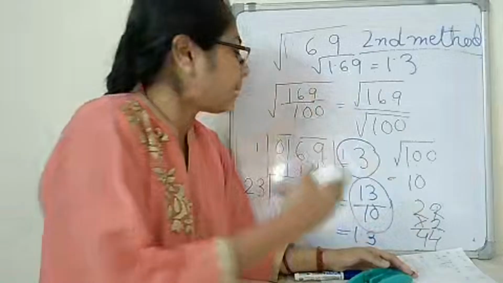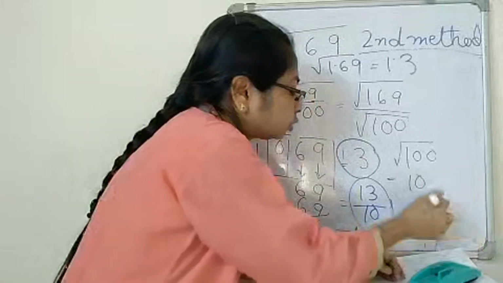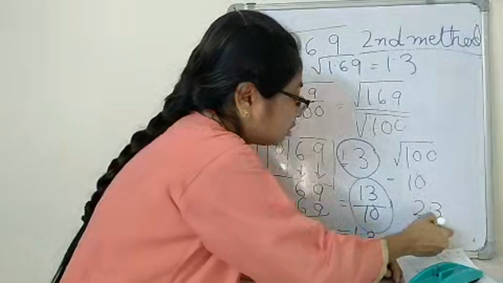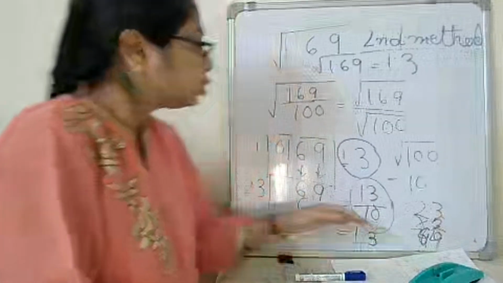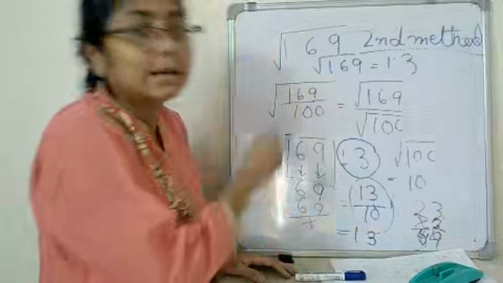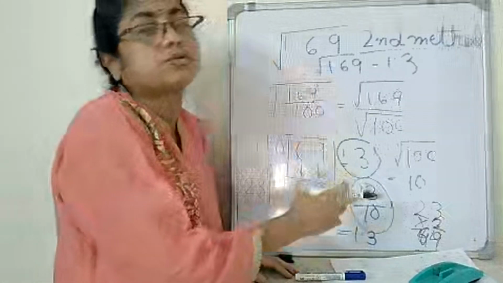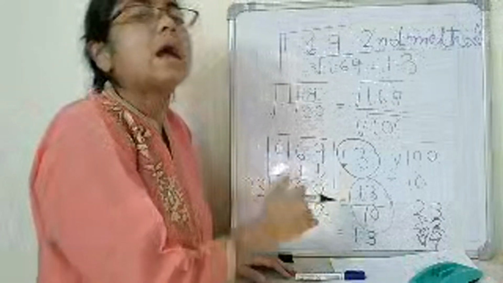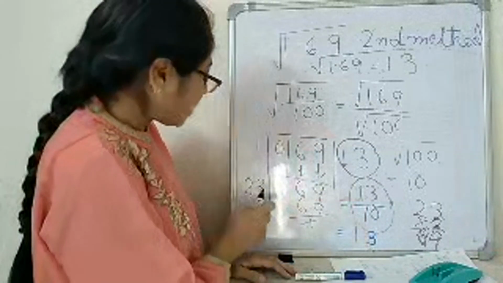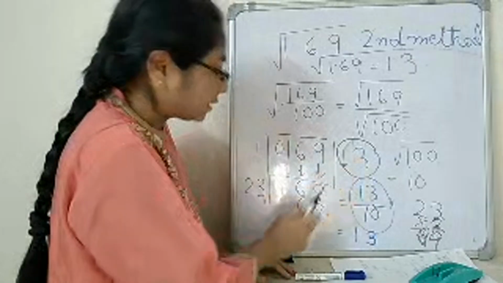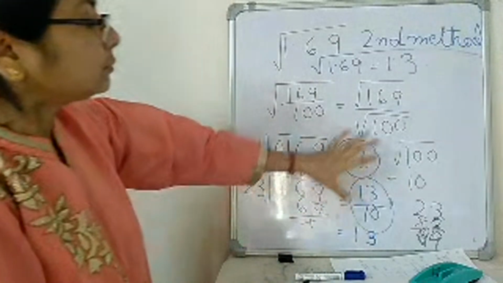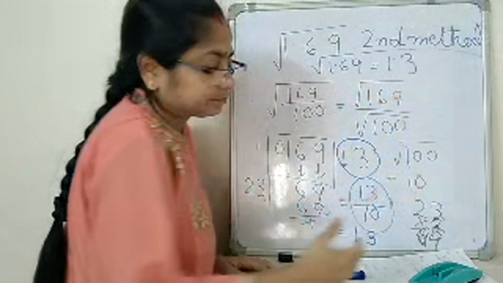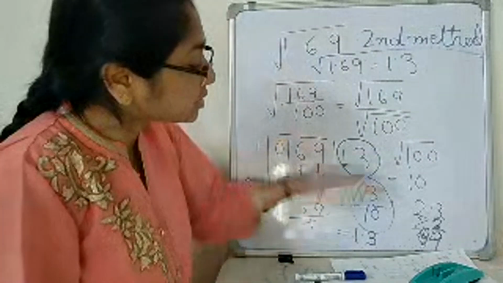The next number is 23. We write 23 and check. It is 61. So we understand here we should use 3, not 2 or 4. 2 is a less number and 4 is a more number. So I write 3 here and 3. Okay, 13 I get. Now root 100 is 10. The answer is 13 by 10.